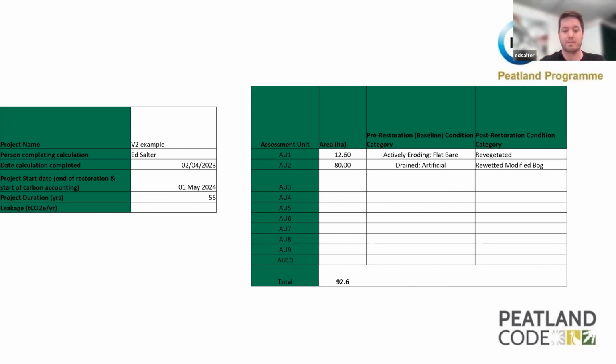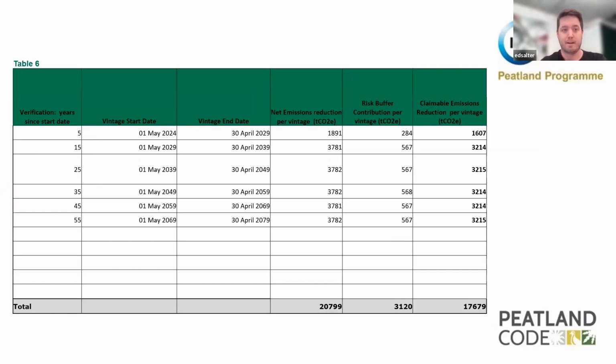In table 2, I've entered the condition category and hectarage. Then I've selected the condition category change based on the field protocol guidance. This is table 6. I've skipped over tables 4 and 5, which are the assessment, unit, and cumulative emissions reductions tables. They don't require any information input into them. The tables go all the way to 100 years. So what I've done to fit my project length is I've deleted everything up to 55 years, which is what we asked the projects to do. And you can see the figures provided, which is the net reductions, the 15% risk buffer contribution, and the claimable emissions reductions, which is net reductions minus risk buffer.